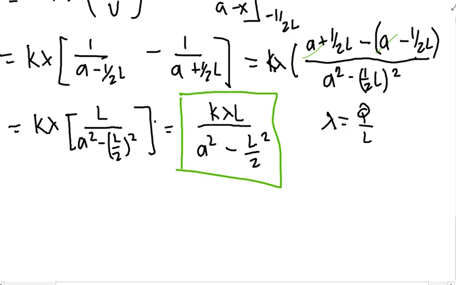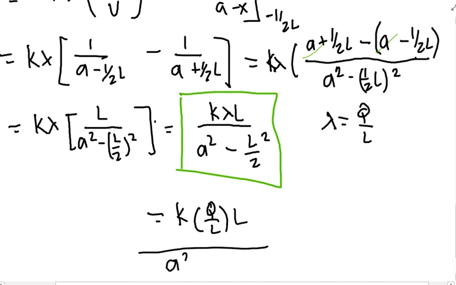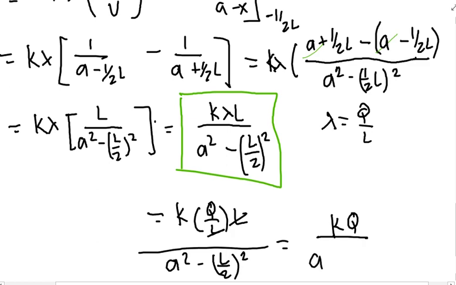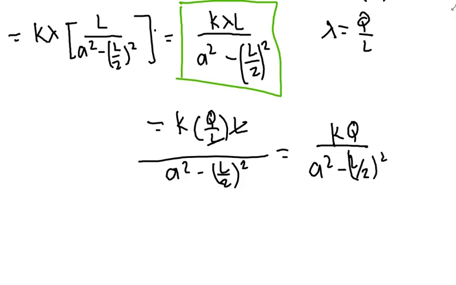So this will be equal to K lambda, and lambda is Q all over L, multiplied by L all over A squared minus L all over 2 squared. So the L cancels. Our simplified equation will be KQ all over A squared minus L over 2 squared. This is our simplified equation for now.